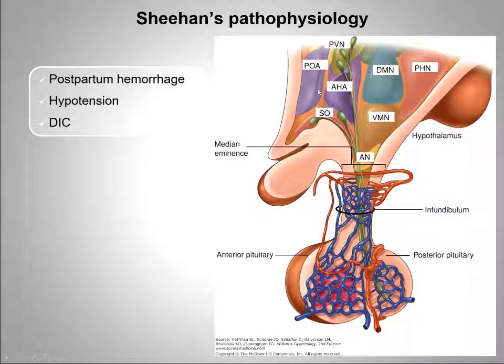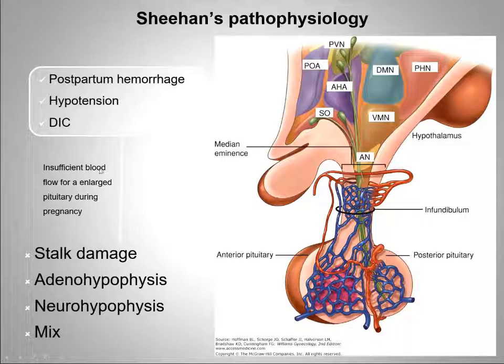And I think this is a particularly excellent illustration of these relationships. So your differential diagnosis at this point is Sheehan syndrome. The patient actually has a postpartum hemorrhage. You can often see hypotension and sometimes disseminated intravascular coagulation, which this patient did not have, but she did have hypotension.